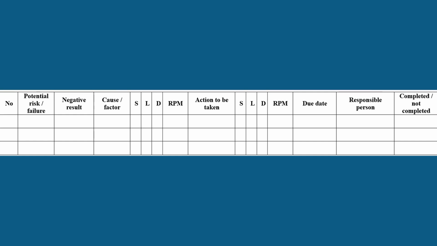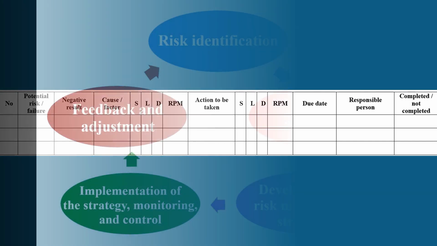Based on the obtained RPM value, necessary actions to reduce risks are developed and recorded in the table. Next, the values for the level of severity, likelihood, and detectability are recorded again, and the RPM value is calculated. This is done to estimate the level of risks after implementing actions aimed at reducing them. Next, a proposed deadline for completing the action is set, a person responsible for its execution is designated, and a column is added to record whether the action has been completed or not.